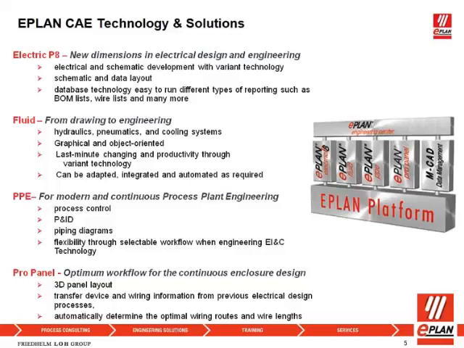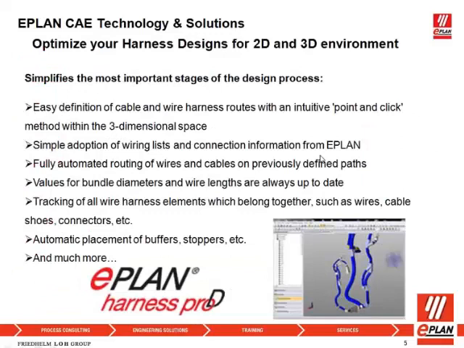Next module on our platform is the ePlan Pro Panel. This is the optimum workflow for the continuous enclosure design. This is used for your 3D panel layout. You can transfer device and wiring information from previous electrical design processes and can automatically determine the optimal wire routes and wire lengths. Our newest product is the ePlan Harness proD.